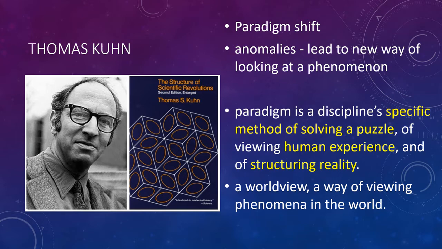Later on, there was an American scientist called Thomas Kuhn, and he was the first one who really explained paradigm shift. He was challenging the way we look at science. He saw anomalies in the way of looking at a certain phenomenon. So he proposed that we need a paradigm shift, especially in a discipline-specific method of solving a puzzle or problems, and in viewing human experience as structuring reality. So there was a change in worldview, in the way of viewing a phenomenon in the world. He also introduced that it's not just the positivistic way of looking at things; we have to look at things in a more naturalistic, historicist perspective.